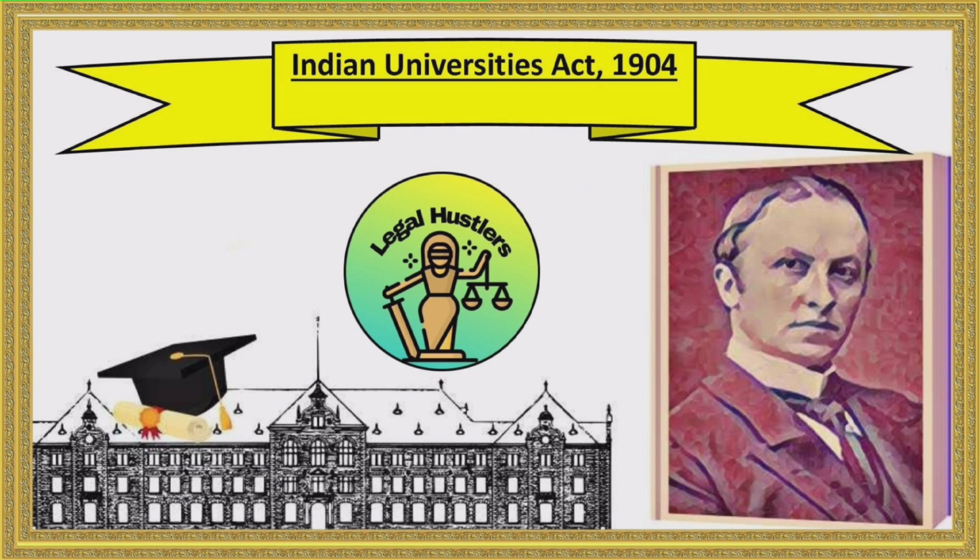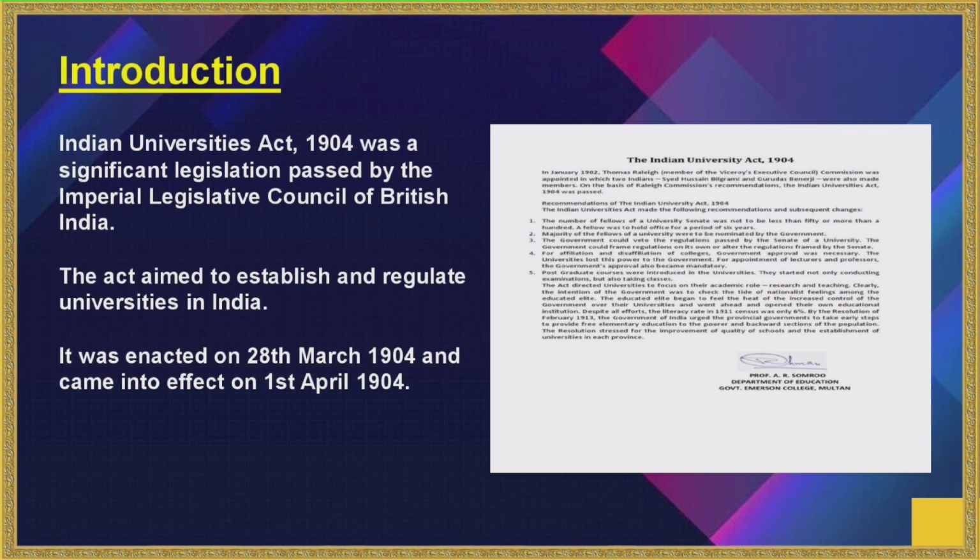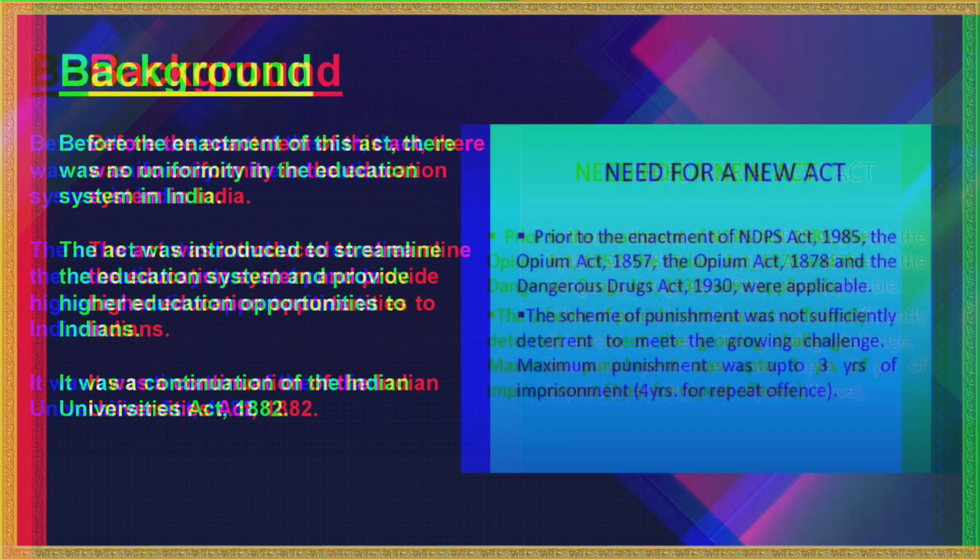In this video we will delve into the Indian Universities Act, 1904, which was a significant legislation passed by the Imperial Legislative Council of British India. The Act aimed to establish and regulate universities in India. It was enacted on the 28th of March 1904 and came into effect on the 1st of April 1904.